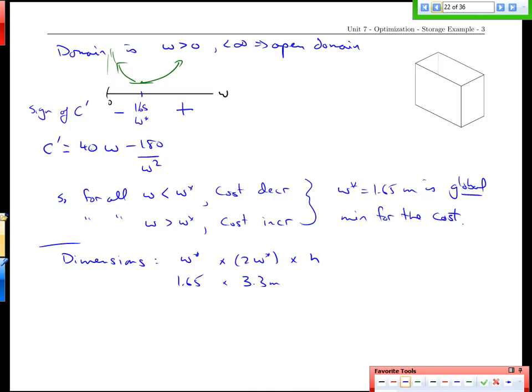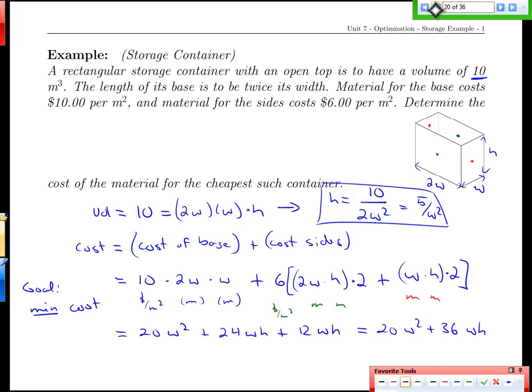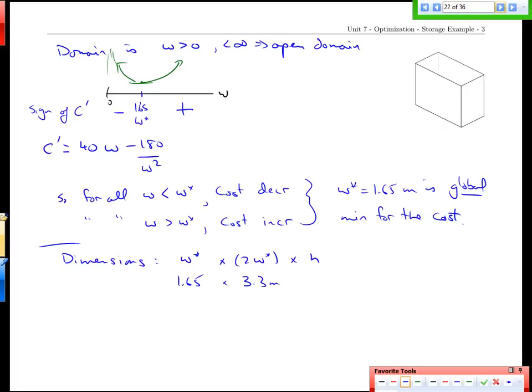And what was H? Let's go back. Way back here, H was 5 over W squared, and 5 over W squared is around 1.8 meters. And if we multiply this out, 1.6 times 3 is about 5 times about 2, we actually get a volume of 10. That's good. That's a check mark there.